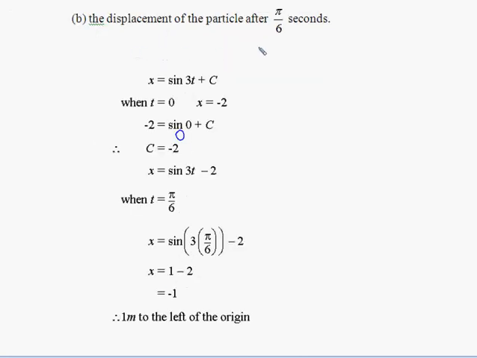So for the displacement after pi on 6 seconds, we need to integrate the velocity. We get sine of 3t plus our constant of integration. We substitute t equals 0. It was initially 2 meters to the left, so it's minus 2. So that gives us minus 2 equals sine of 0, which is 0, plus the constant, so it's minus 2. So when our function is that, and when t equals pi on 6, we sub it in. That gives us sine of pi on 2, and sine of pi on 2 is 1. Minus the 2, it's 1 meter to the left of the origin at the end.